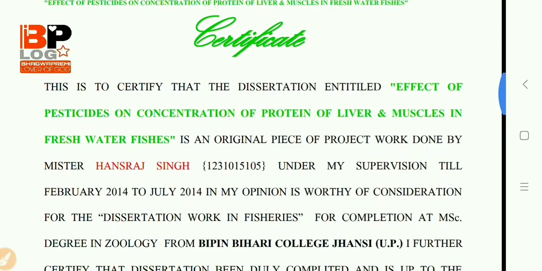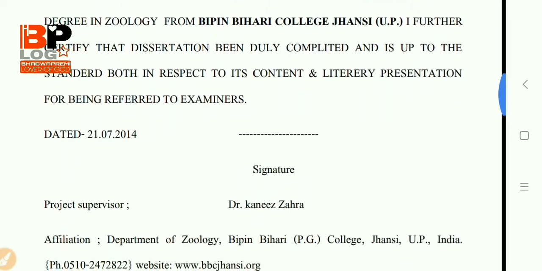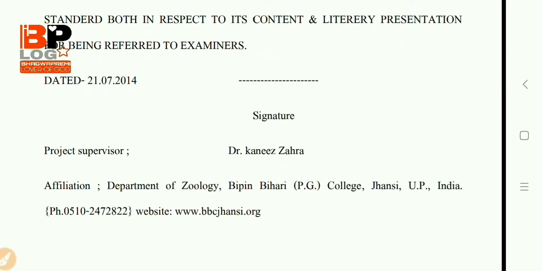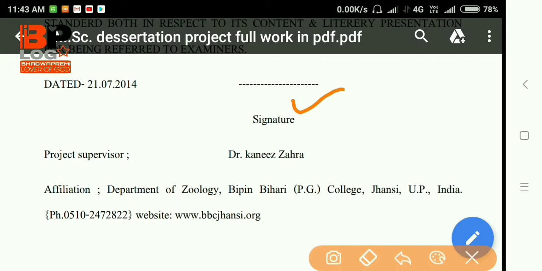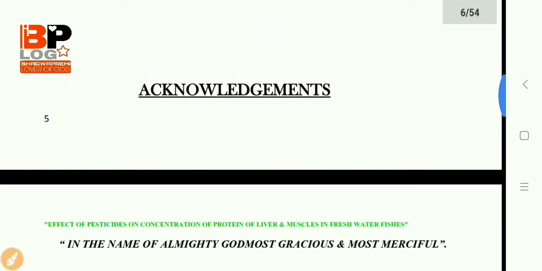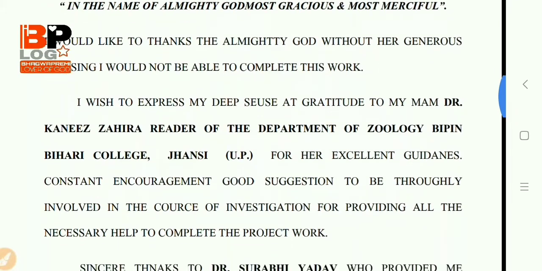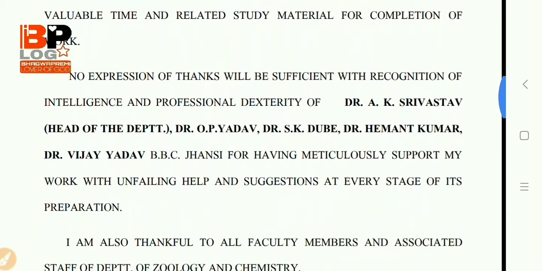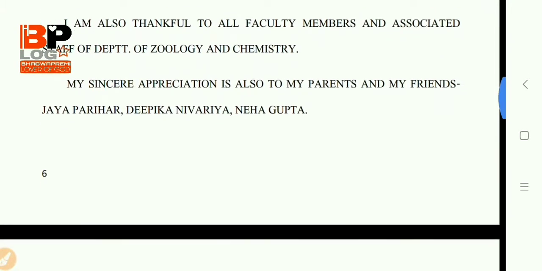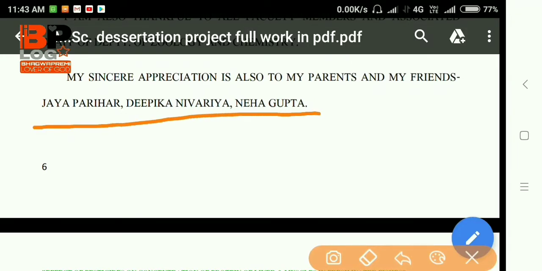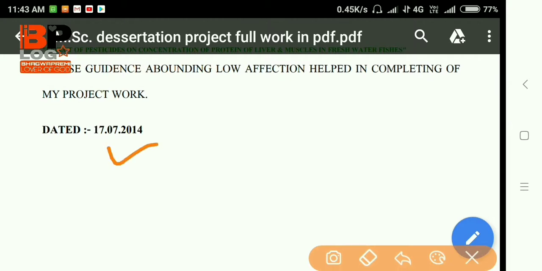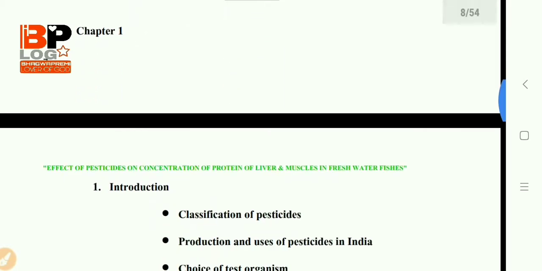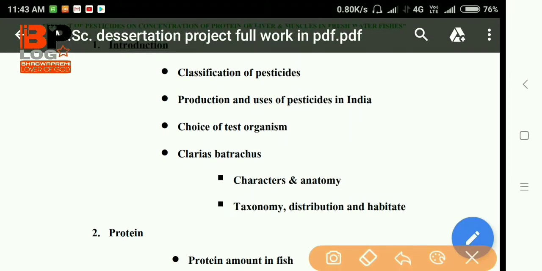This is the certificate of your dissertation work. Signature of your supervisor is mandatory. Acknowledgement. Your group members' names are mentioned here. Date of completion of your project work. Contents, chapter wise, heading wise, and subheadings.